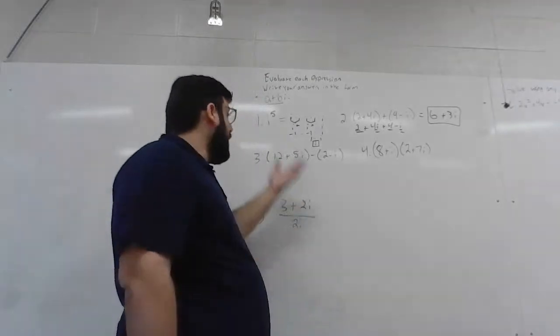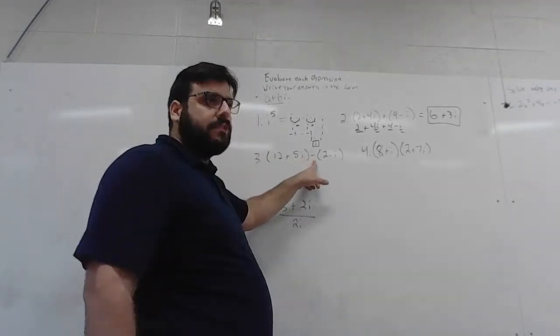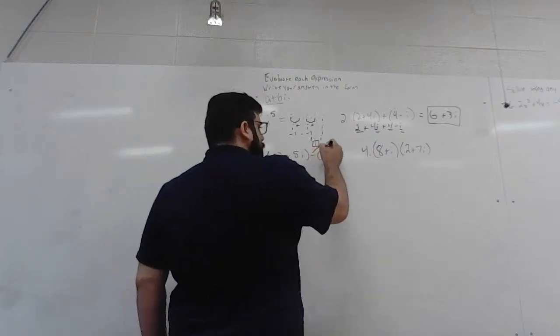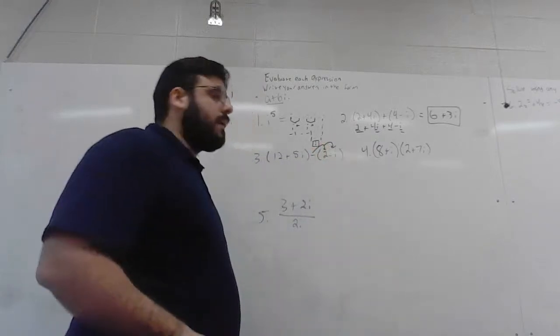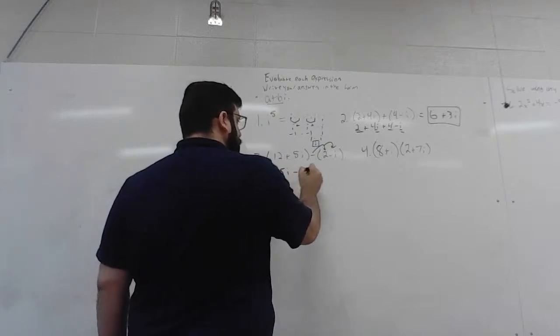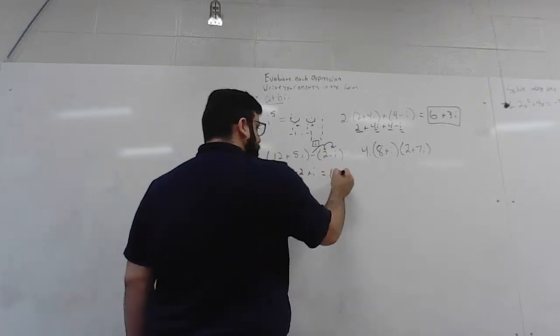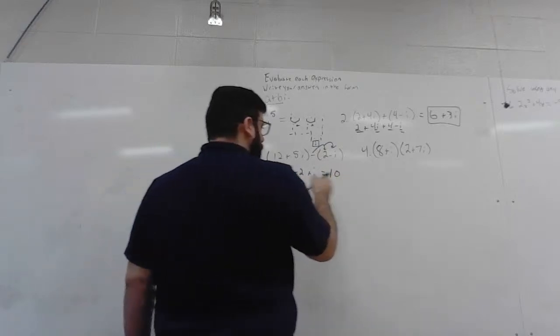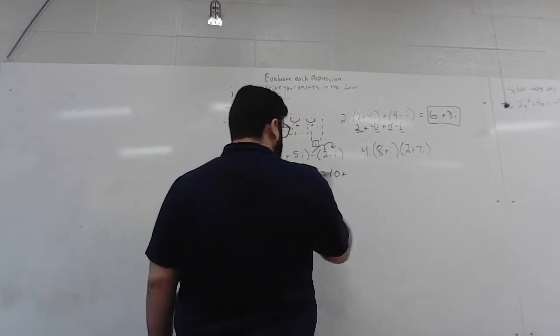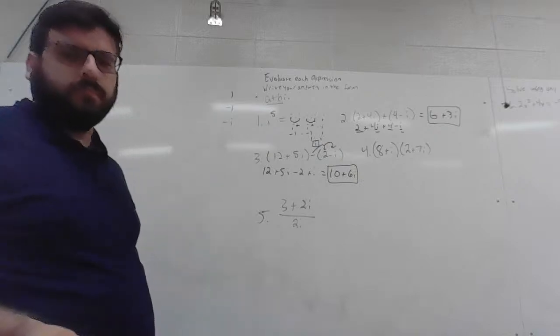Now, I did say that you're not going to FOIL, but for subtraction, you do have to distribute. Make sure you're distributing that negative sign to both parts. 12 plus 5i minus 2 plus i. And again, combine like terms. 12 minus 2 is 10. 5 plus 1 is 6, so 6i.